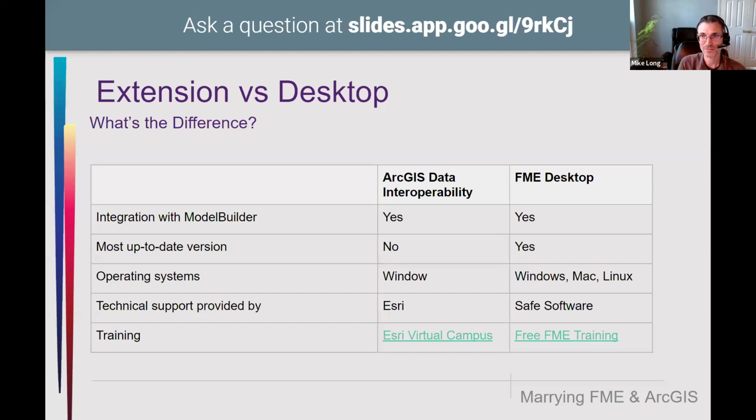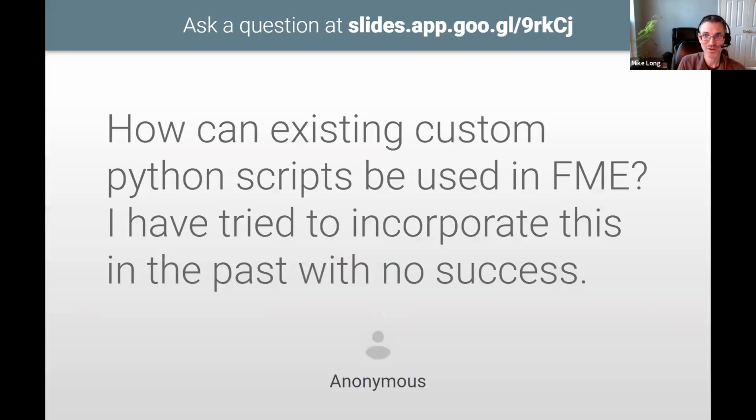Another example is you could write Python, and we talked about that a little bit. If FME can't do what you want it to do, typically you could figure out that Python can do it. So it does have some coding capabilities if you want. How can existing custom Python scripts be used in FME? I've tried to incorporate this in the past with no success. I responded to this person in the chat a little bit.